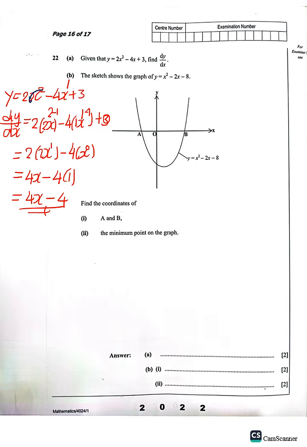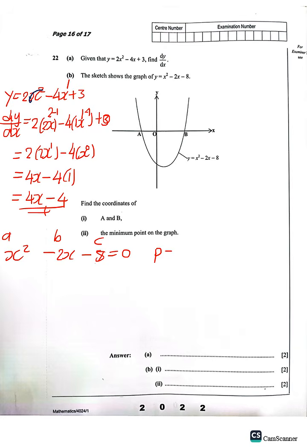Now let's look at question B. The sketch shows the graph of y is equal to x squared minus 2x minus 8. Find the coordinates of Roman number 1, a and b. So a and b, we can see that these letters are on the x-axis, so we are solving for the x-intercept. So for us to find the x-intercept, we need to substitute y with 0. So x squared minus 2x minus 8 is equal to 0. So we have a, b, c. So you can use the method that you are comfortable with, but let's just use the factorization.